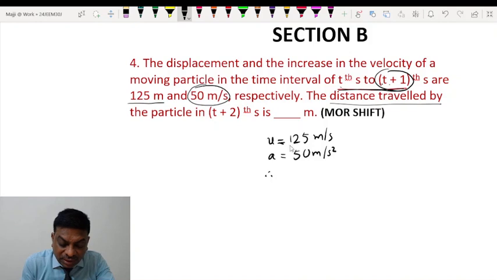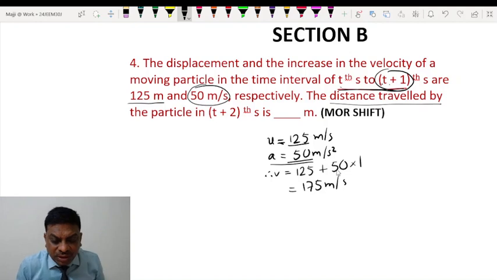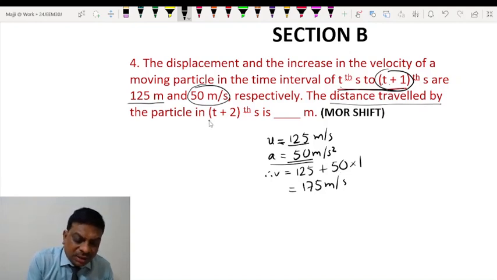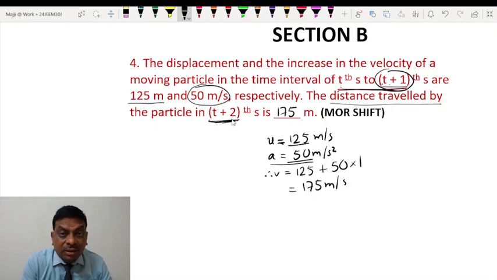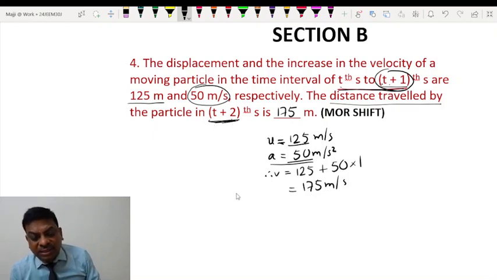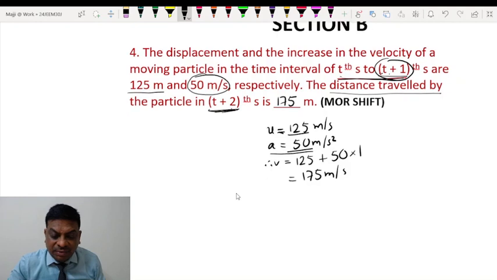So here you see the initial velocity is 125 and the new velocity is v equal to u plus at. So u plus a into t. So it is 175 meters per second, the new velocity, students. So naturally during the next second it will travel 175 meters. After t plus 1, t plus 2 comes. So during the next second it will travel a distance of 175 meters.